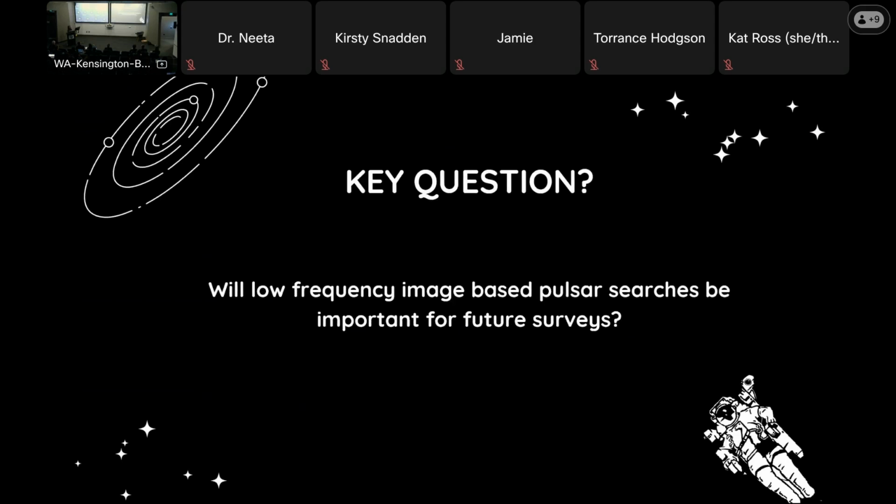So one of the key questions that we aim to answer in the era where SKAO is up and running and is doing some great work already is: will low frequency image-based pulsar searches be important for future surveys, especially relating to SKAO? And hopefully by the end of this presentation, we will all unanimously say yes. And with the help of MWA and all of the pulsar work that we do, that will be beneficial for SKAO in the future.